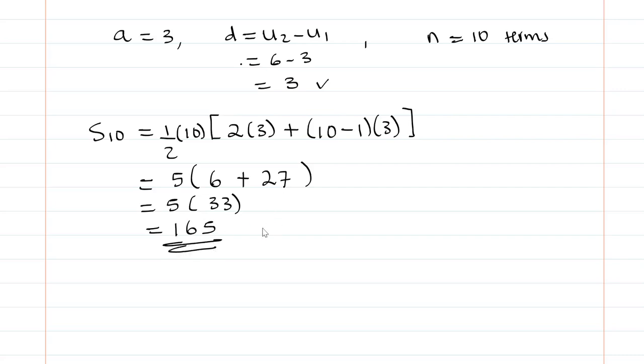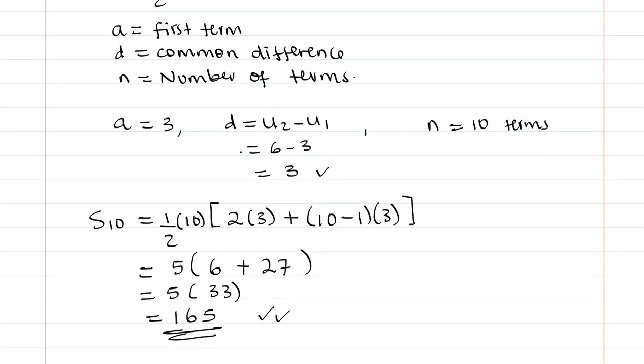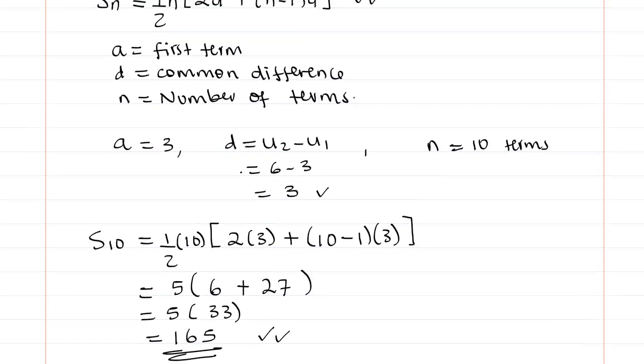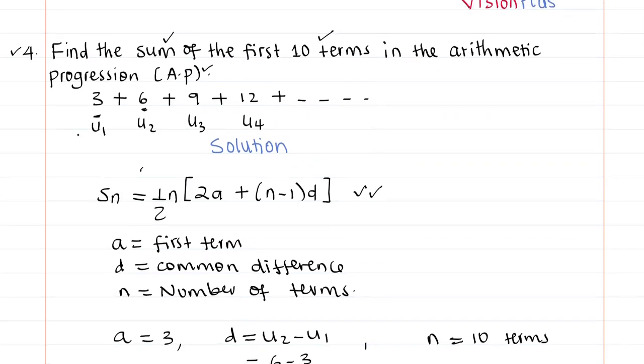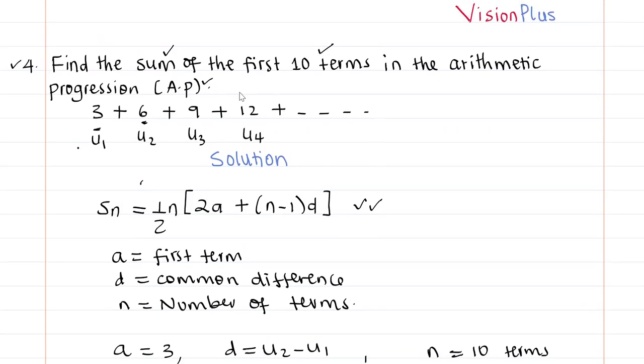So the sum of the first 10 terms of the given series above is 165. Let me compute again to say that we are sure. Yeah, I'm getting 165. So the sum of the first 10 terms of this given series here is 165. And that is the solution to example 4.